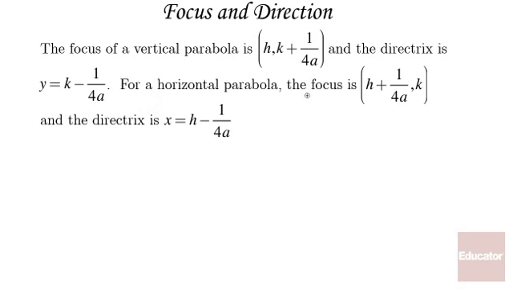For a horizontal parabola, the focus is found at the coordinates h plus 1 over 4a, and then the y coordinate is k, so the focus is a point, and this gives the coordinates of that point. The directrix is a line, and the equation for this line for a horizontal parabola is x equals h minus 1 over 4a. And you might need to occasionally use these when we're working problems, and we'll see that in one of the examples shortly.